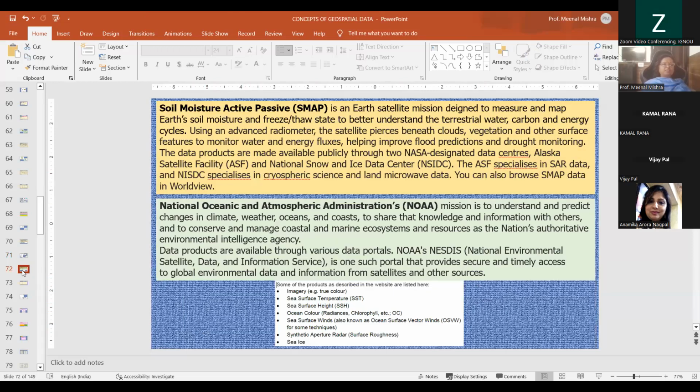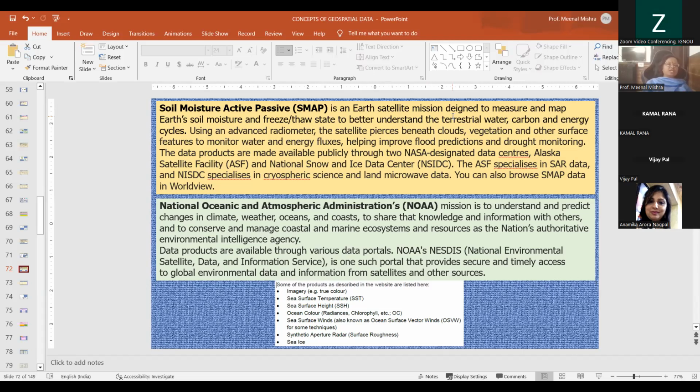And then SMAP, that is Soil Moisture Active Passive. This is again a very important Earth satellite mission. This is designed to measure and map the Earth's soil moisture and freeze and thaw state. And this helps you in understanding terrestrial water, carbon, and energy cycles.